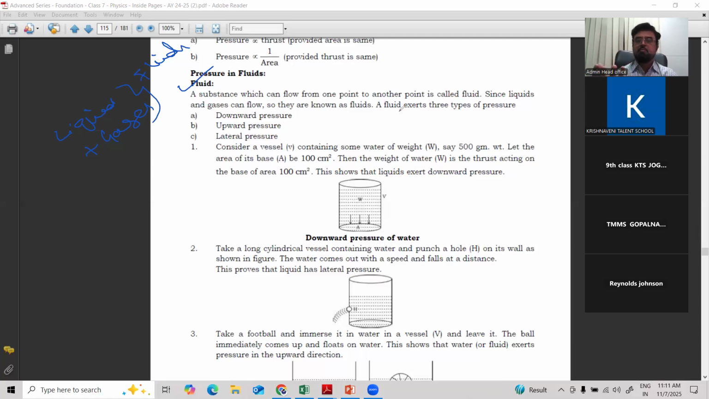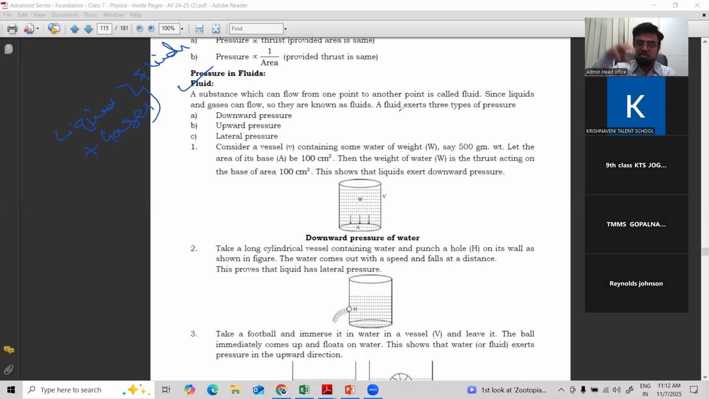Suppose you take a rubber ball and push it into the water. It will come back up. It bounces back because of the pressure exerted by the liquid. The liquid exerts pressure on the ball, due to which it comes up. Like that, there are various types of pressure applied by fluids. It may be downward pressure, upward pressure, lateral pressure, as well as other types of pressure. Upward pressure is also called upward thrust.